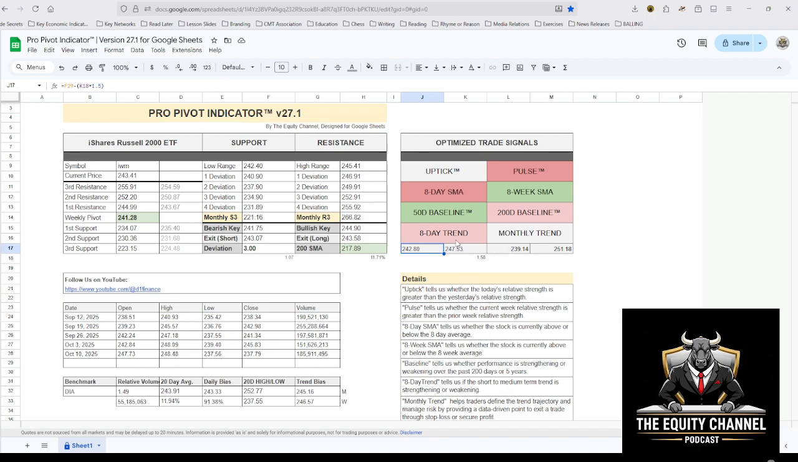So those are all your risk management parameters. I have stops here, my exit long and short. And then everything about my 8-day trend can be a stop loss parameter. Keep that in mind.